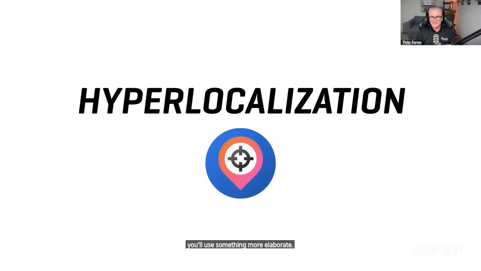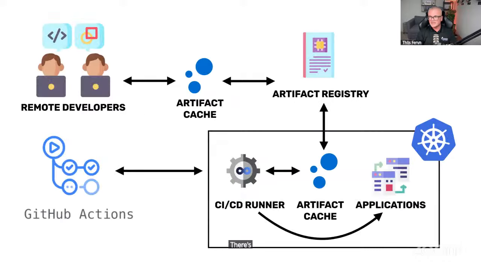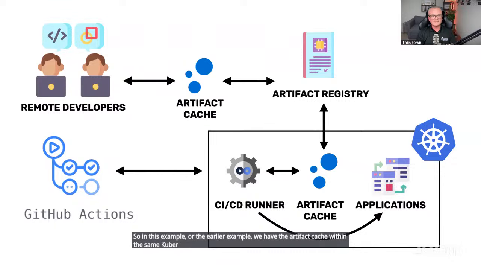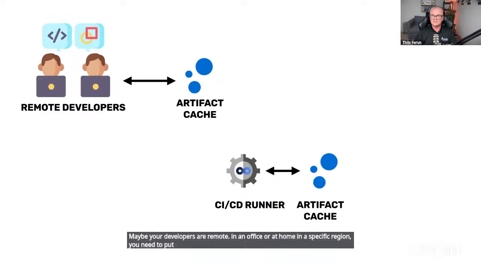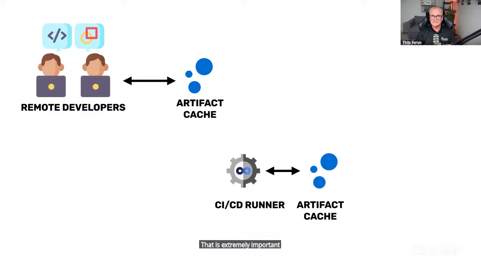And speaking of elaborate, there's no such thing as hosting a single artifact cache. You will position them exactly where you need them. So in this example, or the earlier example, we have the artifact cache within the same Kubernetes cluster where the application is and the CI/CD runners are. Great. But maybe your developers aren't close to that location. Maybe your developers are remote, in an office or at home in a specific region. You need to put artifact caches there as well. That is extremely important, to position them exactly where they're needed.